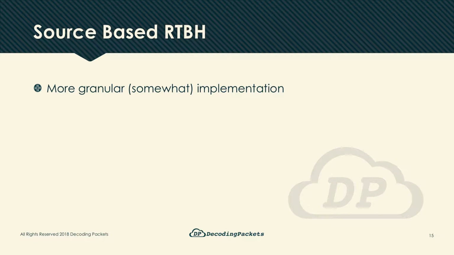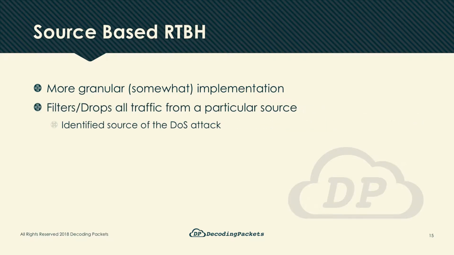Recall that in destination-based RTBH, the victim of the DOS attack was essentially taken offline. What happens after that depends on the security planning, but hopefully at some point the attacker can be identified and the traffic from it filtered. Source-based RTBH can be one of those options considered to implement this. We will cover exactly how shortly.